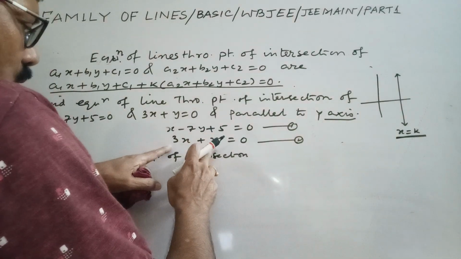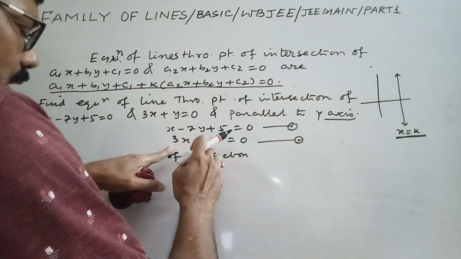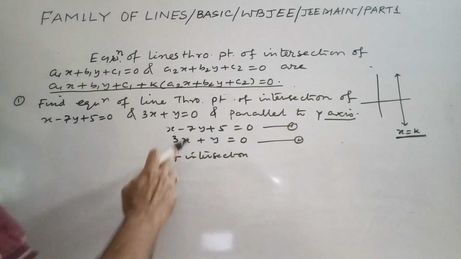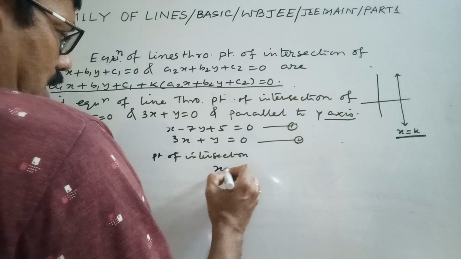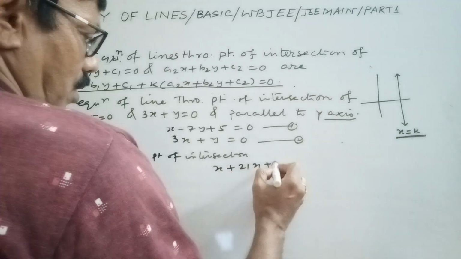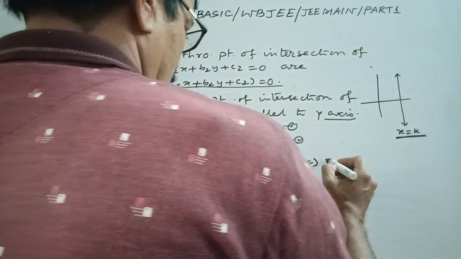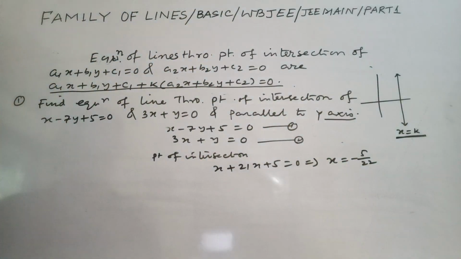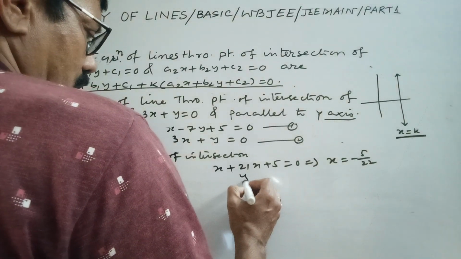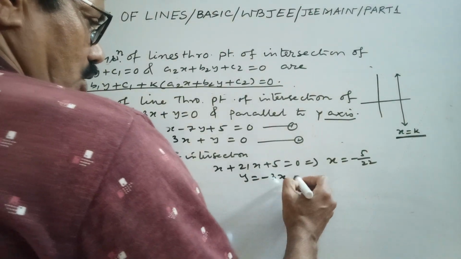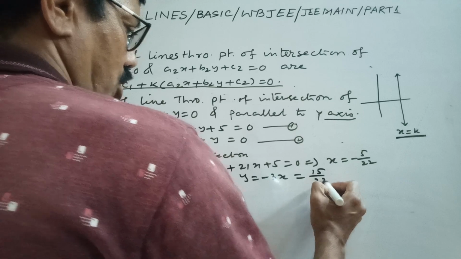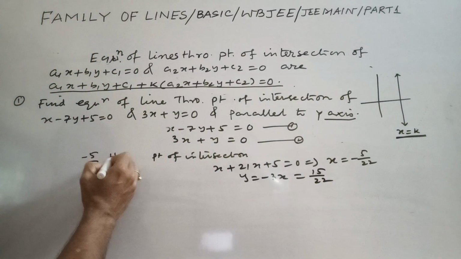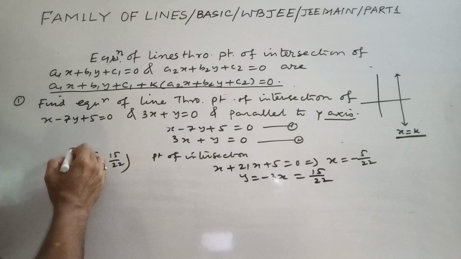If we put y equals minus 3x in this equation, x plus 21x plus 5 equals 0. So what is x? x equals minus 5 by 22. Now what is y? y equals minus 3x, so 15 by 22. So what is the point of intersection? Minus 5 by 22, 15 by 22.